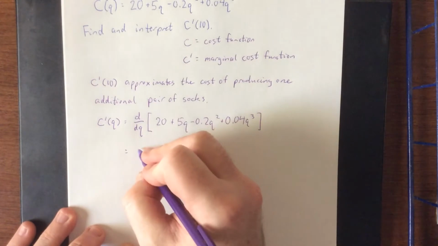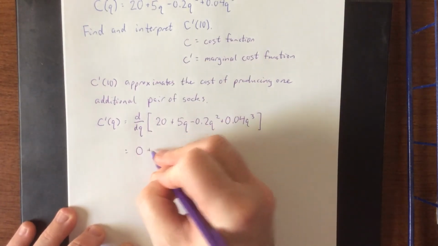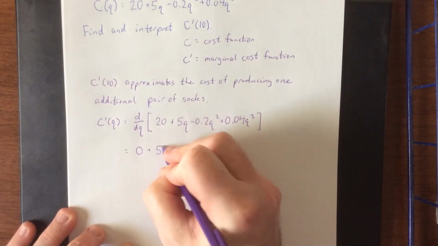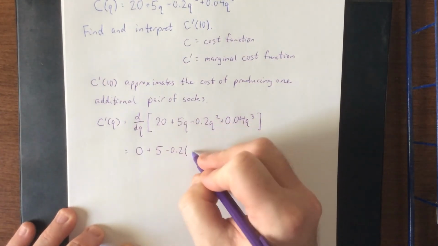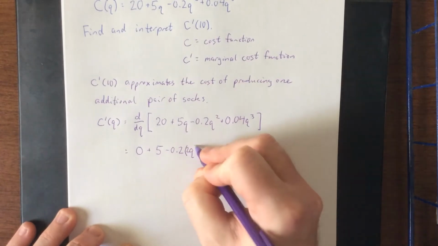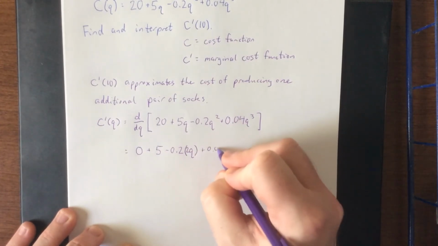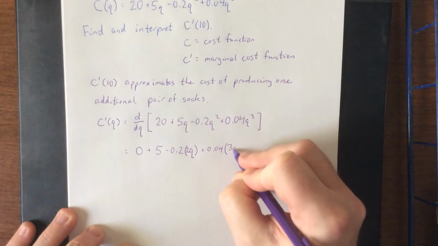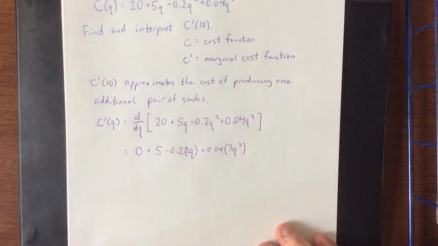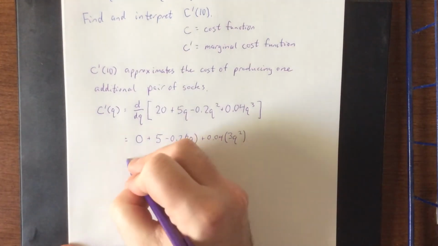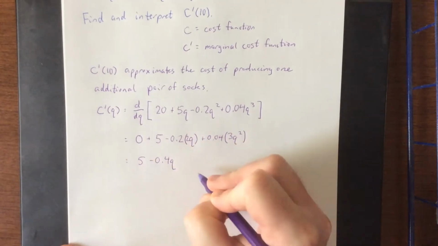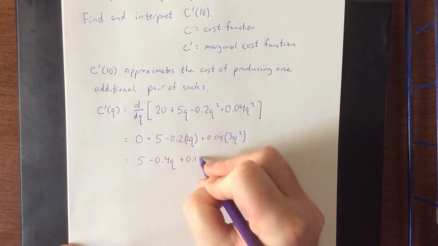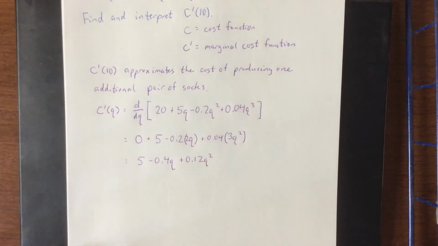Derivative of 20 is a constant, so its derivative will be 0. 5Q with respect to Q will be 5, minus 0.2 times the derivative of Q squared, which will be 2Q, and then 0.04 times the derivative of Q cubed. That'll be 3Q squared. Then we can simplify this expression. This will be 5 minus 0.4Q plus 0.12 Q squared. Now this would be the marginal cost function.